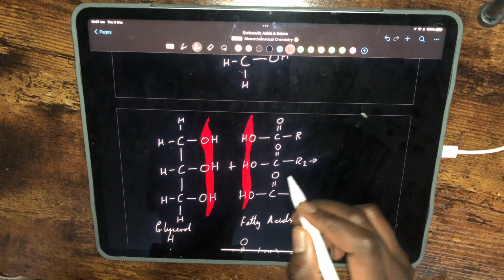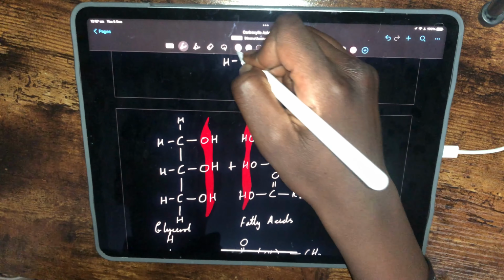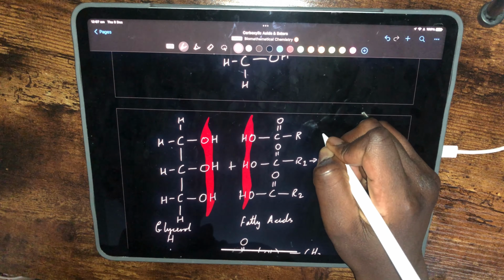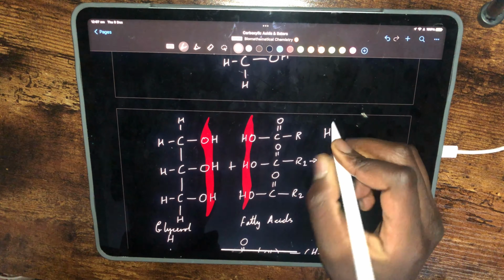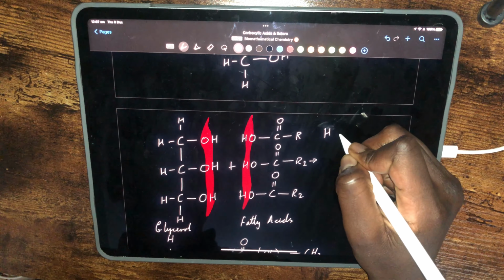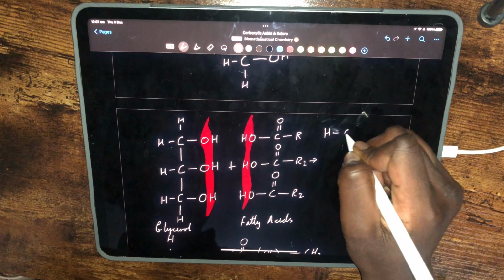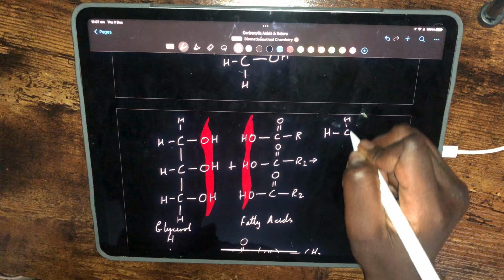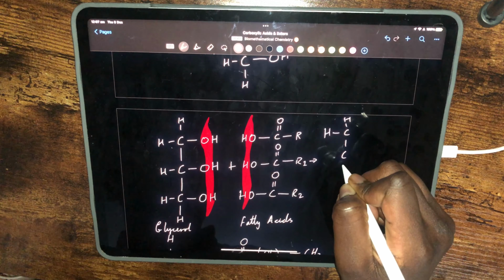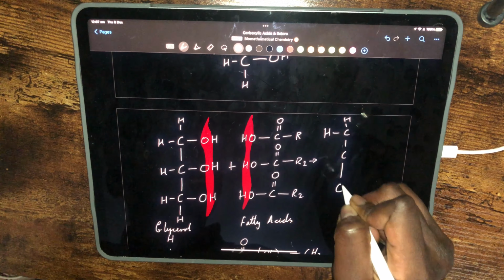So all you need to do here, I've got a little arrow. If you add the alcohol and the carboxylic acid together, you would form this. So this backbone here would just stay the same. That's how you can easily do this.